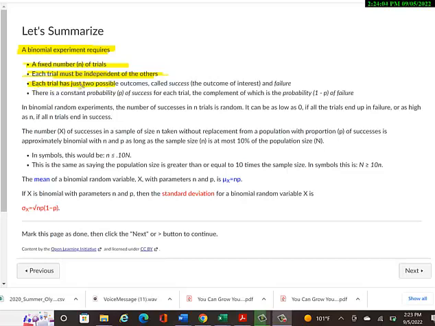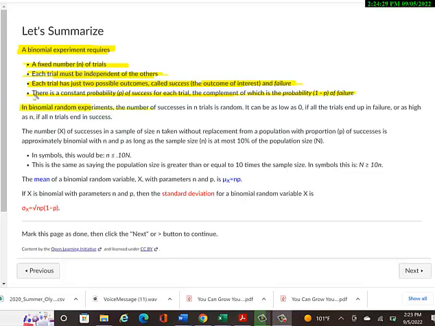Next, each trial has 2 possible outcomes called success or failure. They might not be called that, but there should only be 2 outcomes: what you're interested in happening, and then that thing not happening. Also, there's a constant probability p of success for each trial, the complement of which is the probability of failure, 1 minus p. So probability cannot change as you go through these trials. It has to be the same.